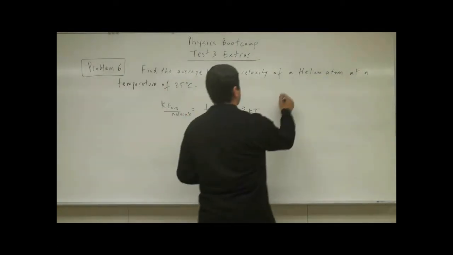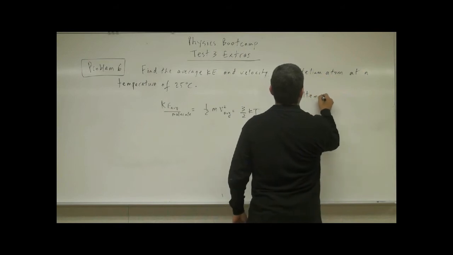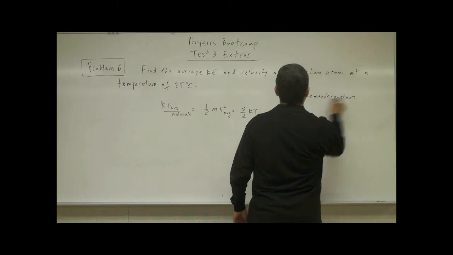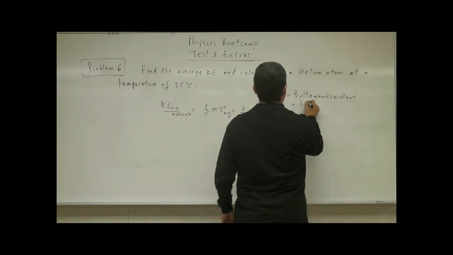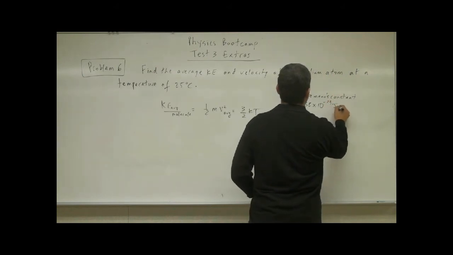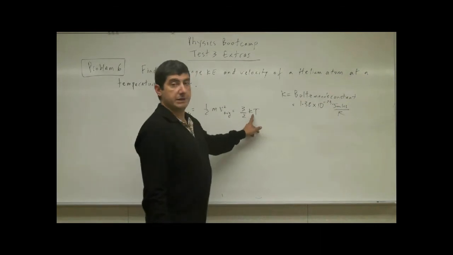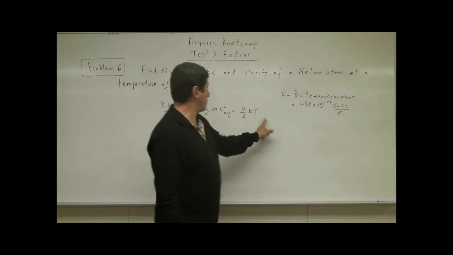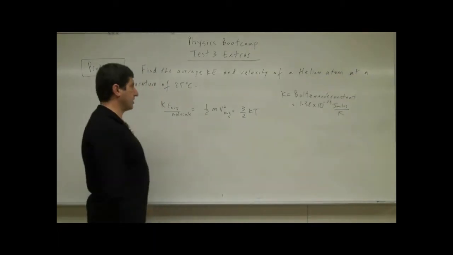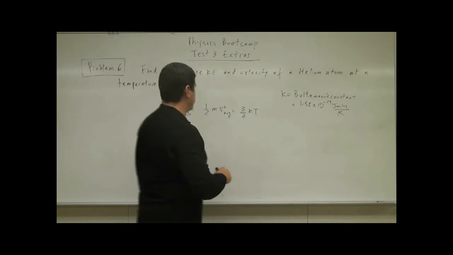Okay. So k is equal to Boltzmann's constant, which is equal to 1.38 times 10 to the minus 23 joules per Kelvin. So it has units of joules per Kelvin, so that when you multiply it by Kelvin, you're going to get units of energy, right? So what's the average kinetic energy of this helium atom?